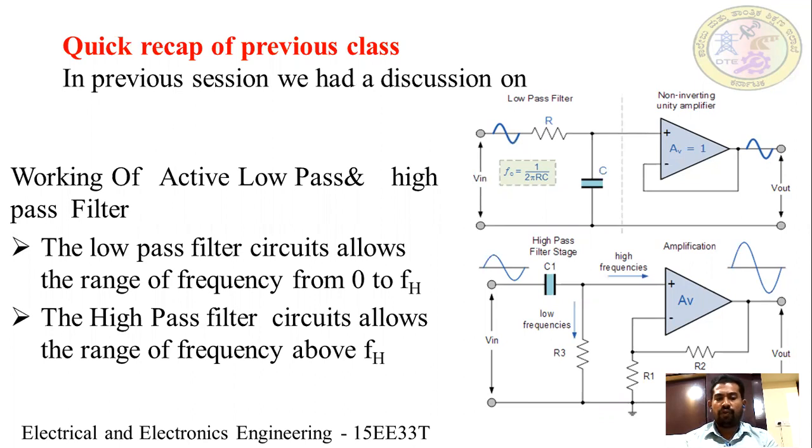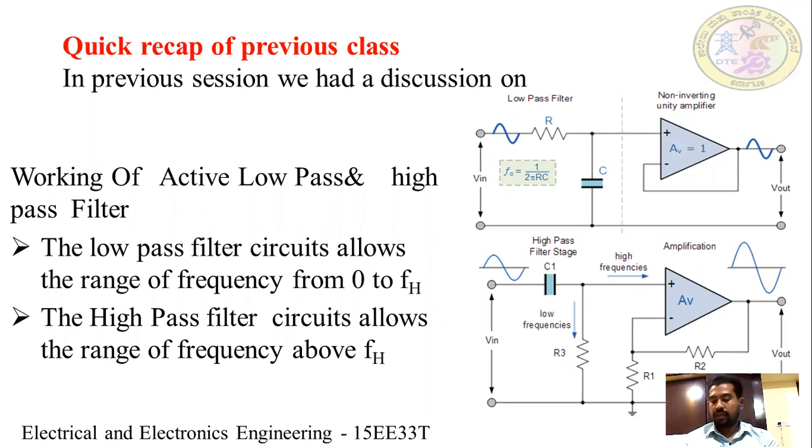allows a range of frequency from 0 to FH, and the high pass filter circuit allows the range of frequencies from above FH. The high pass filter blocks all the frequencies from 0 up to the cutoff frequency and passes all the frequencies above the cutoff frequency. The low pass filter passes all the frequencies from 0 to the cutoff frequency and blocks all the frequencies above the cutoff frequency. That is, it allows lower frequency components and attenuates higher frequency components.